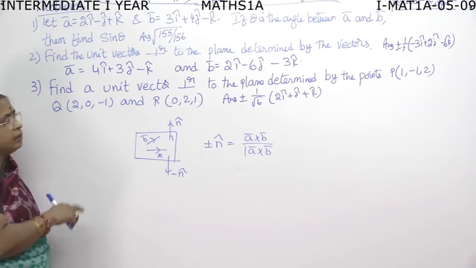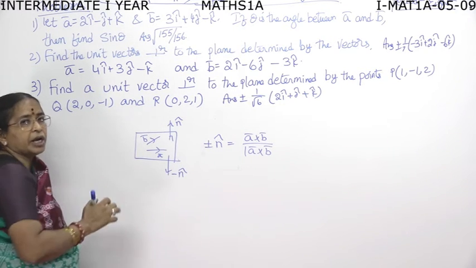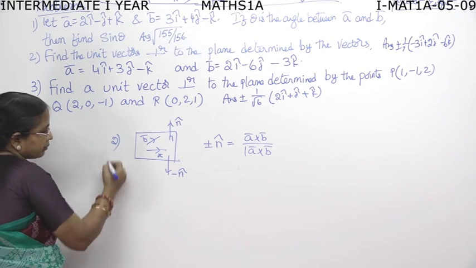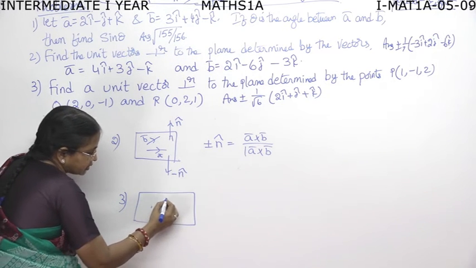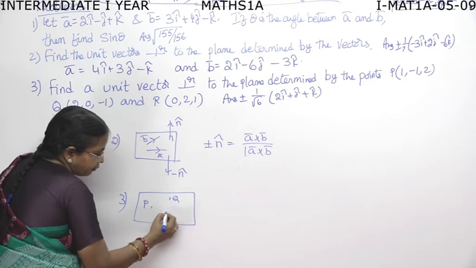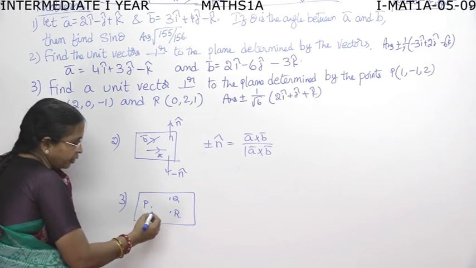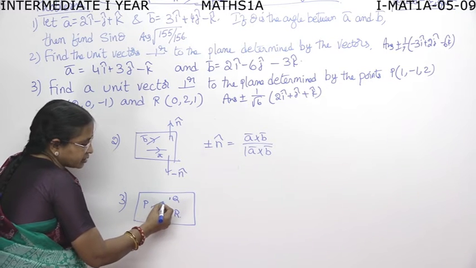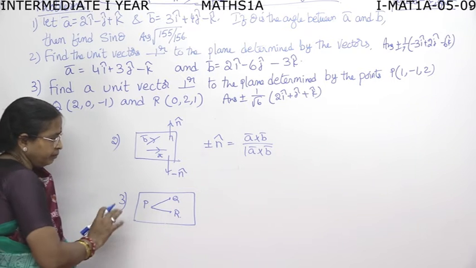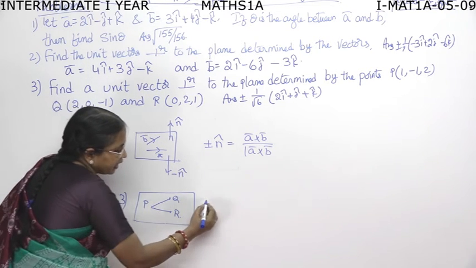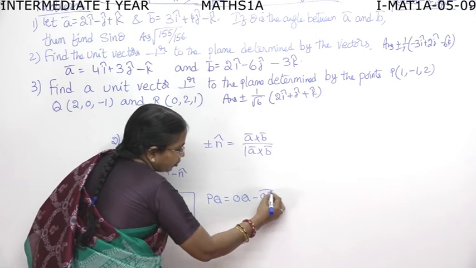Whereas in the third problem, here also you should find unit vectors perpendicular to the plane determined by the points. In the third problem, the difference is, he has given P, Q, R as points. P is a point, Q is a point, R is another point. They are not vectors. So what you do is, you convert them into two vectors, PQ vector and PR vector. See that the initial point is the same in doing such problems. So first find PQ vector. So what is PQ vector? OQ minus OP.